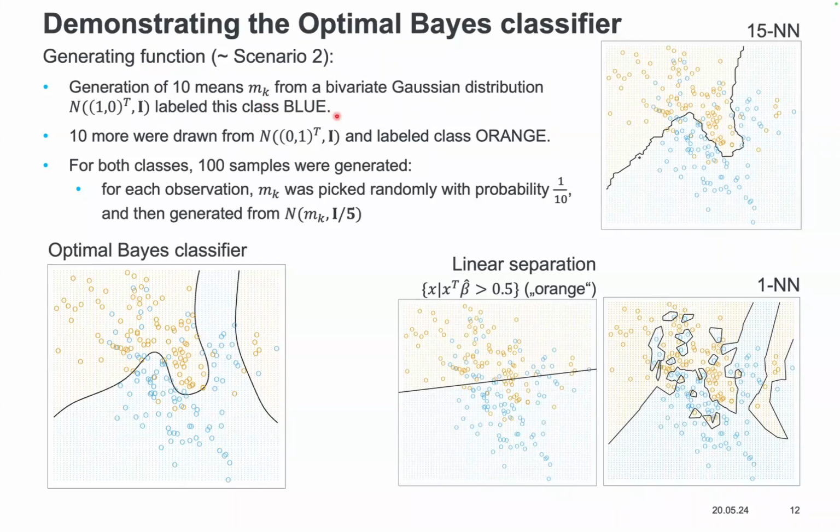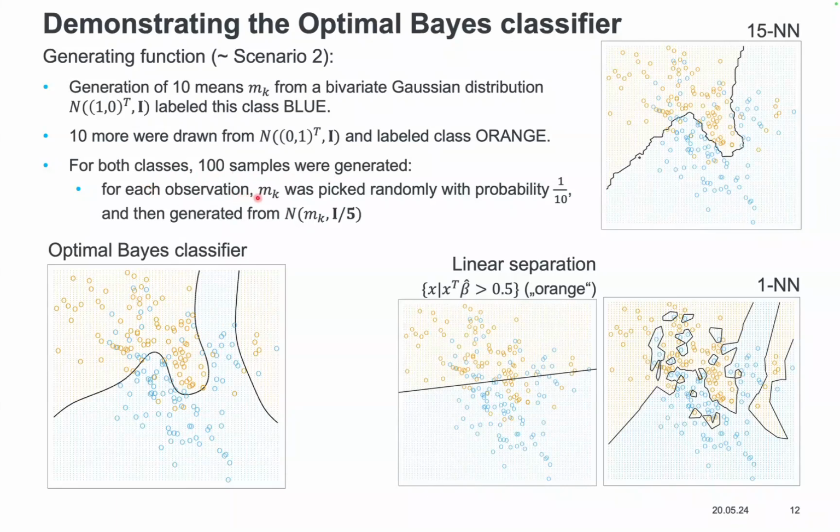And what we assume here is that we have a bivariate Gaussian distribution. And from this bivariate Gaussian distribution, we generate 10 means, MK. And all these different mean values are labeled to belong to the class blue. Then we do the same and label them orange. And then what we do for both classes, we generate 100 samples.